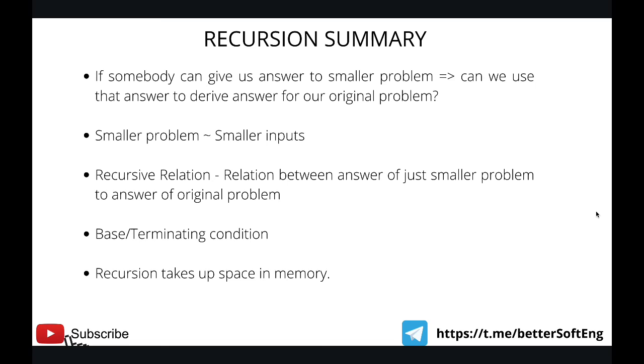To summarize, if we have to think for any problem using recursion, we should ask ourselves, if somebody can give us the answer to the smaller problem, can we use that answer to derive the answer for our original problem? Smaller problem would often correspond to smaller inputs. So we should be able to derive a recursive relation. Recursive relation will be the relation between the answer of our just smaller problem and the answer of our original problem. Then once we have derived the recursive relation, the only thing left will be to find out what will be the base or terminating condition. And we will find that often at the smallest possible input.